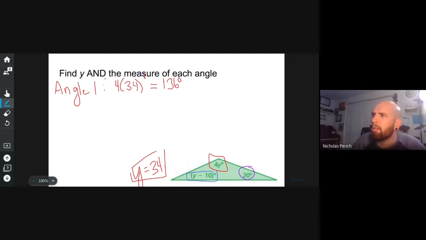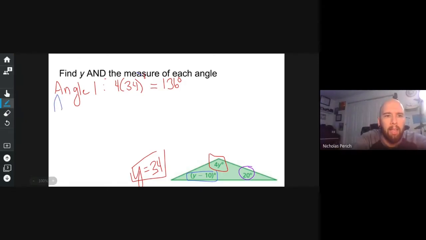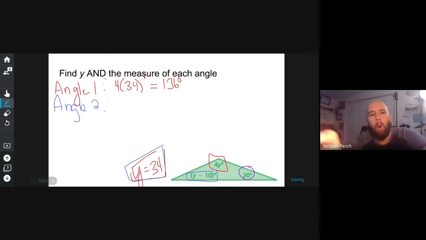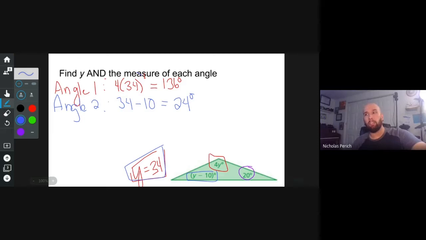Who's that? Angle 2. Let's do the blue one. Angle 2 is y minus 10. Again, I know what y is. Y is 34. So angle 2 is 34 minus 10. And 34 minus 10 is 24 degrees. Very good. And this is the easiest of all of them.